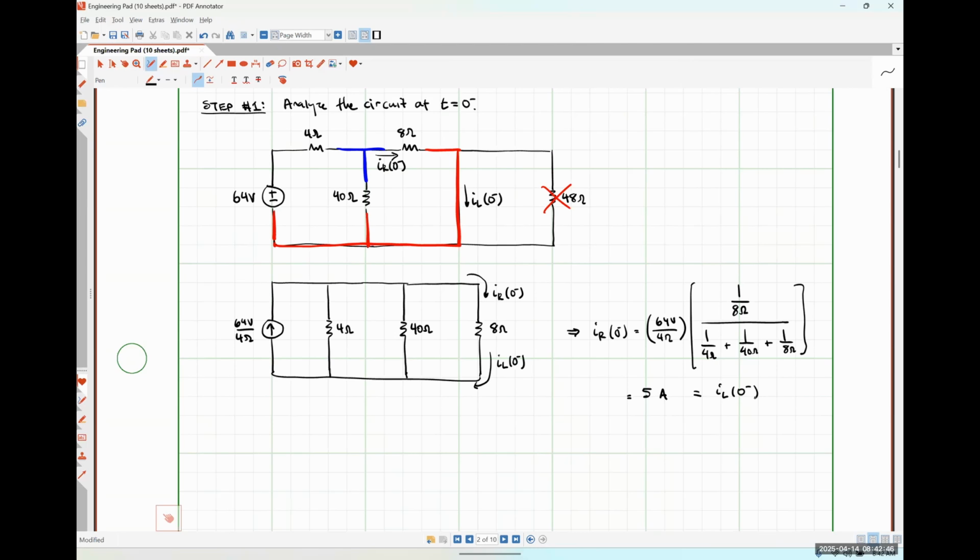It will be. So our next step is going to be to analyze our circuit at 0 plus. And we are going to use the fact that the inductor current cannot change abruptly in redrawing our circuit. So you're a step ahead of everybody else, but that's okay. Any other questions, comments, or concerns? Okay, so let's go on to step 2.